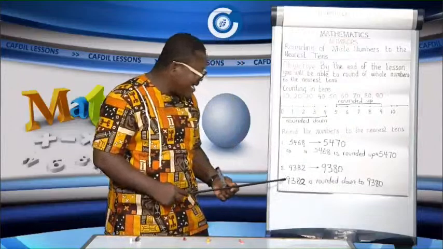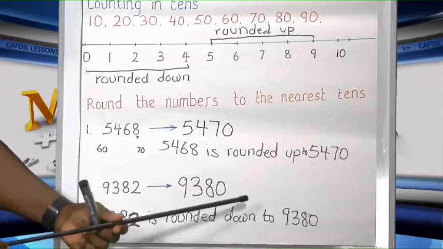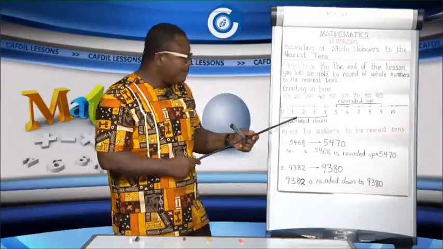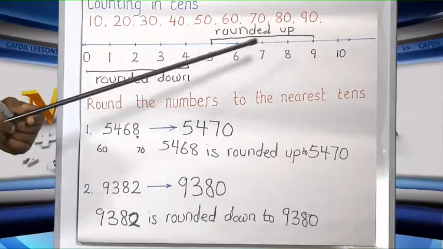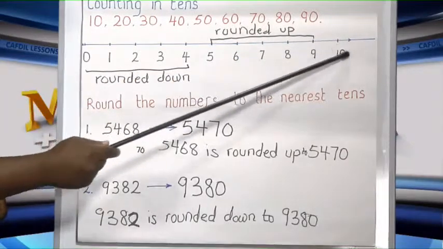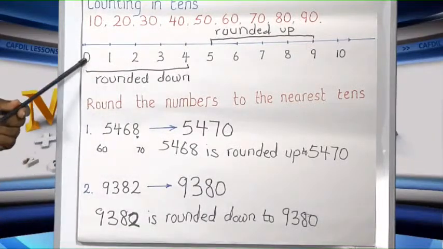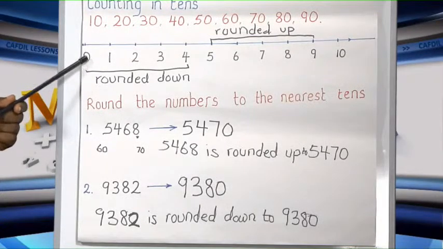So that is why I've said that 9,382 is rounded down to 9,380. Learners, today we have looked at that. We said when you are rounding off the numbers to the nearest 10, this is 10. 0 is also a number. 0 is a natural number. So we are supposed to start from 0.